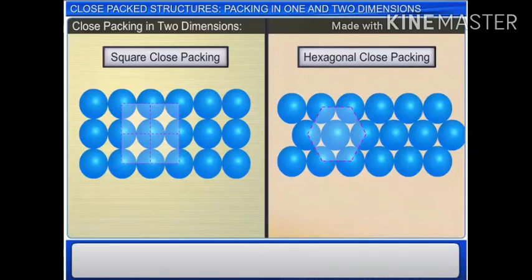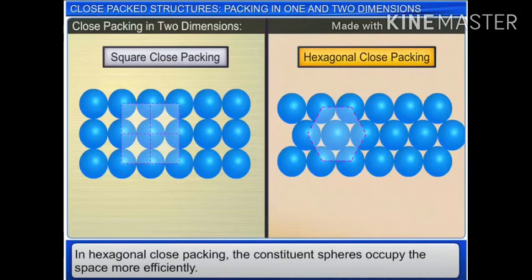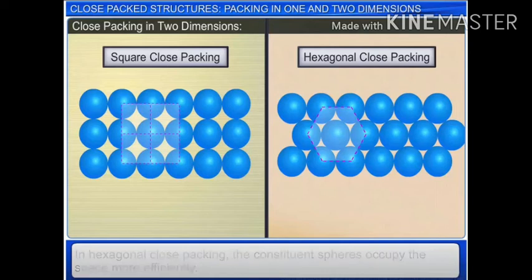If you compare the two arrangements, you can see that in hexagonal close packing, the constituent spheres occupy the space more efficiently. Therefore, constituent particles will arrange themselves in hexagonal close packing in a plane or 2 dimensions.